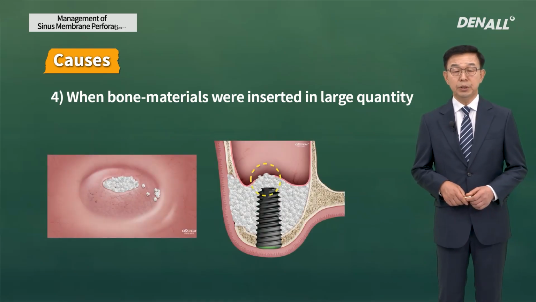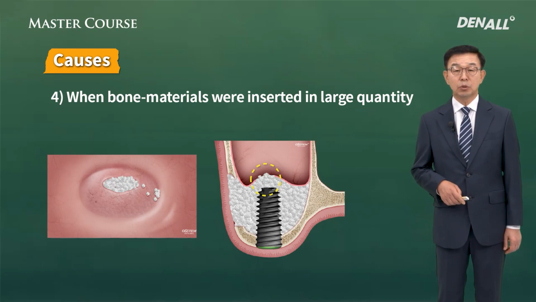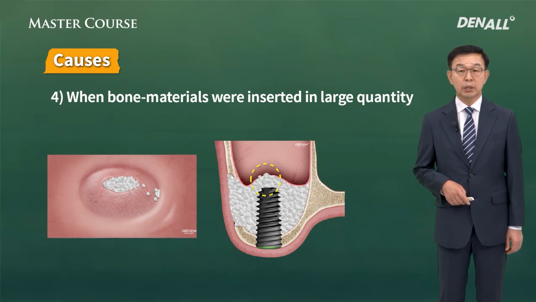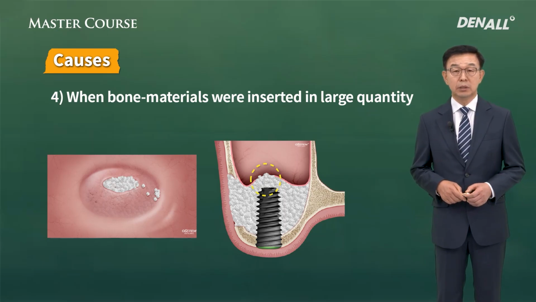Therefore, you need to avoid putting in too much bone graft. You need to put it at a level so that the bone can be formed around the implant. You need to use fine particle bone graft materials if possible.